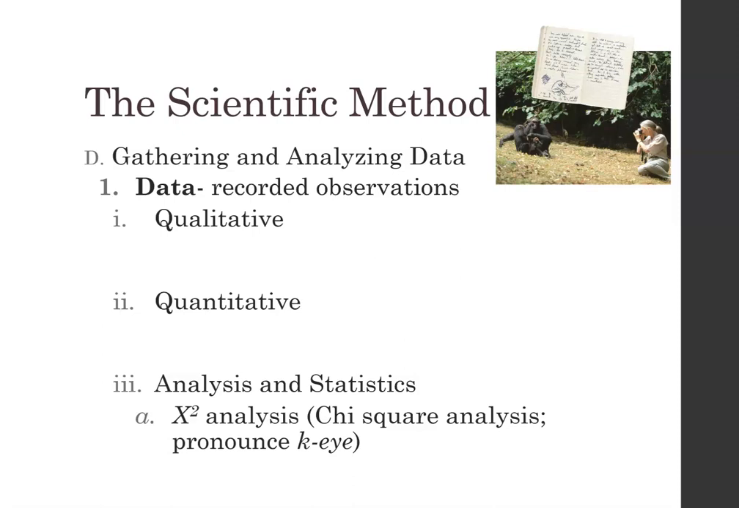So data is simply a set of recorded observations. And these come in two types. Qualitative data are descriptions.